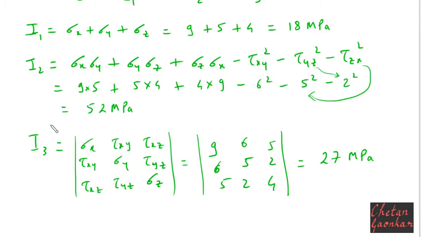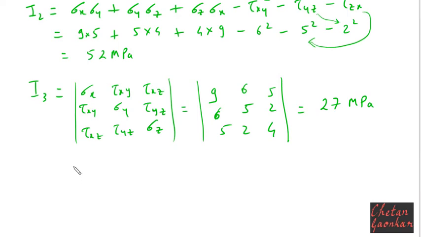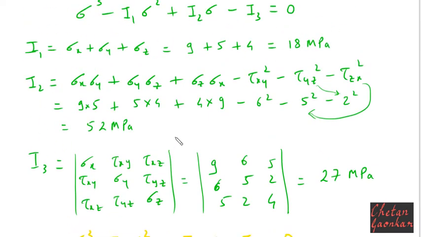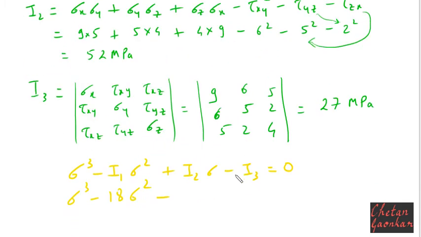The moment I get the values of I1, I2, I3, now we can very easily determine the principal stresses. We know that the equation of principal stress is sigma cube minus I1 sigma square plus I2 sigma minus I3 should be equal to 0. But then sigma cube minus what? How much is I1? I1 is 18, right? So I'll substitute this as 18. Then this is sigma square. How much is I2? I2 is 52. I will substitute this as 52. And how much is I3? I3 has turned out to be 27. So this will be minus 27 equal to 0. Now again you can substitute.